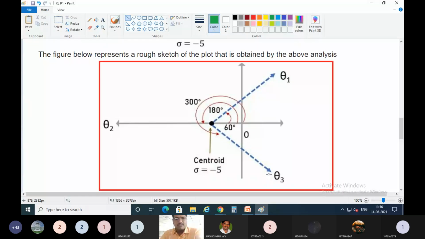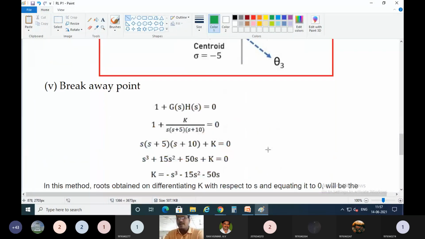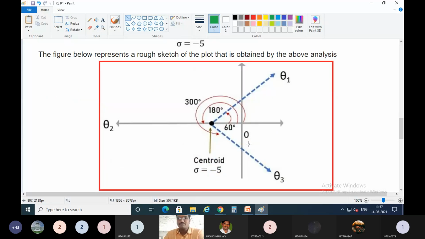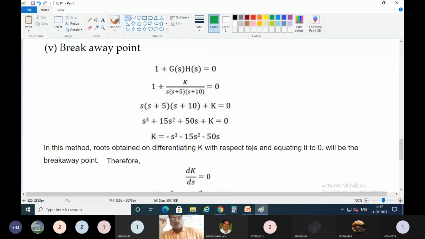So you should draw the root locus. After I complete everything, I will explain how to draw it. So first the indications: how to draw the asymptotes, how to indicate the centroid and how to indicate the poles, open loop poles and open loop zeros. Okay, till now. Next, after calculation of the centroid, what is the next point? Breakaway point. Is there any breakaway point or not? How to determine the breakaway point?